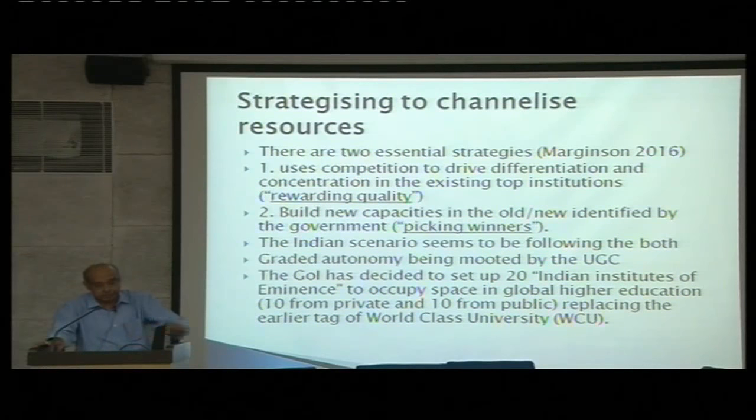And when it comes to picking the winners, the government of India initially conceptualized world-class universities, but now they have replaced it, saying that we should set up 20 Indian Institutes of Eminence, ultimately with the objective to occupy space in global higher education, 10 from the private and 10 from the public. This is important because the entire university system is being categorized, so that the resources would be channelized based on their potential, based on the performances. And this is how the future, when you're looking at the teaching, research and research concentration within the university system, these are the policies which will play a very important role. I don't know whether it's going to be implemented, but there's a possibility.